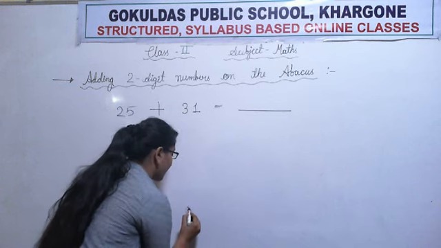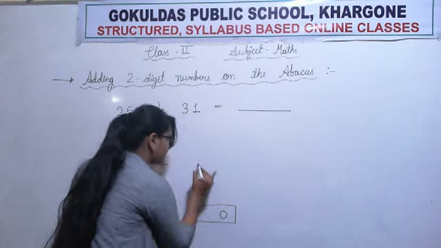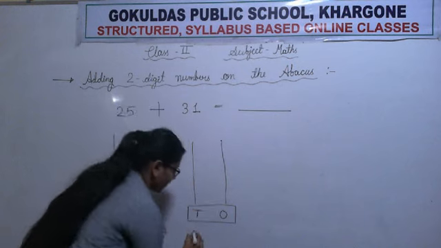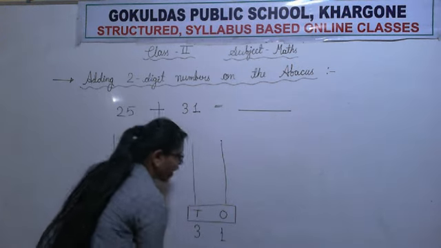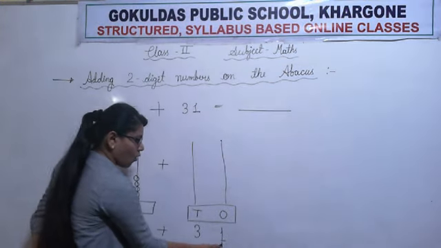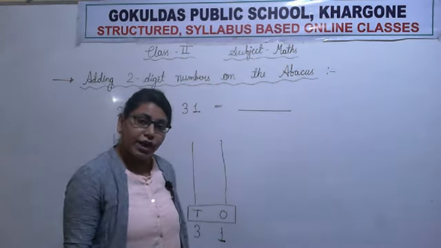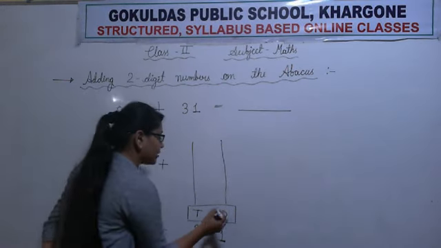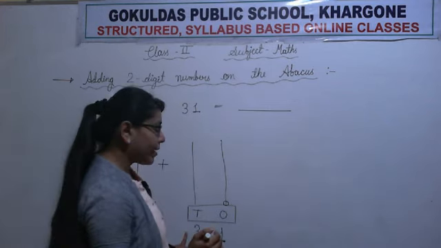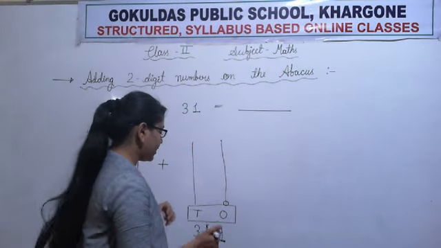Now for this 31, we will draw the next abacus, with ones spike and tens spike. Now 31 is 3 tens and 1 one. Let us represent this 31 on the abacus. How many ones are there? 1 one. So how many beads will we draw? 1 bead. So let's draw. Now 3 is there at the tens place. How many beads will we draw for this 10? 3 beads. So let's draw.